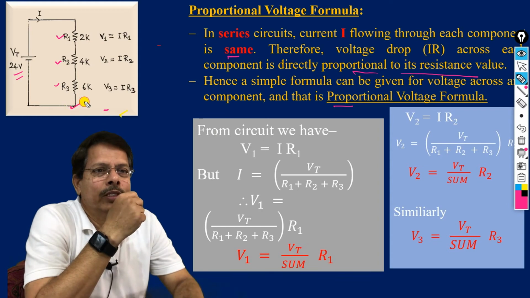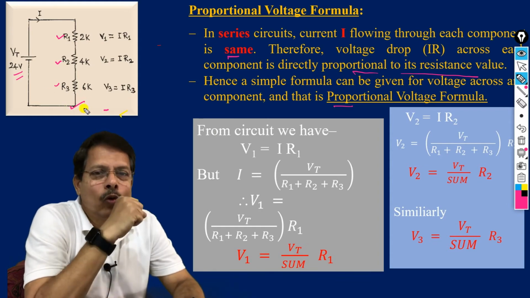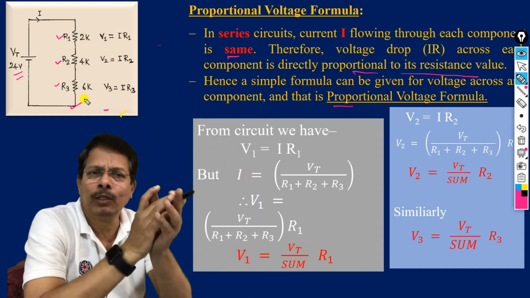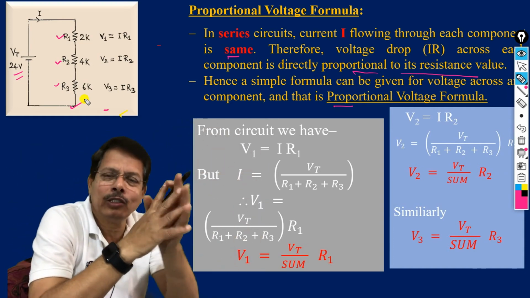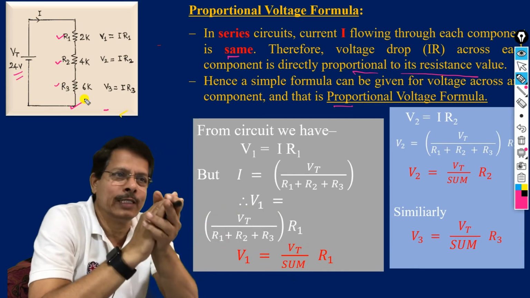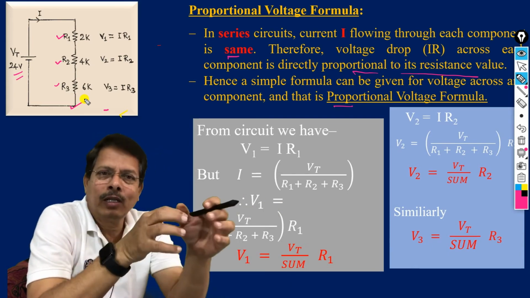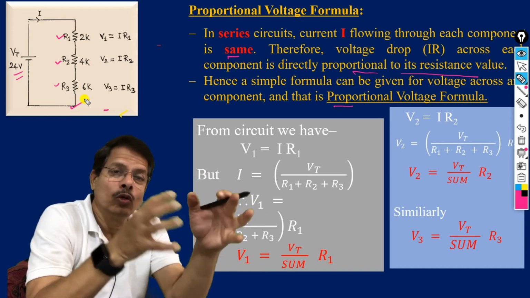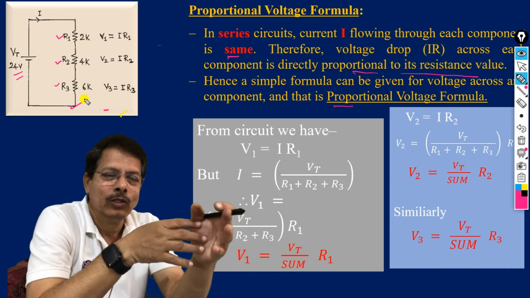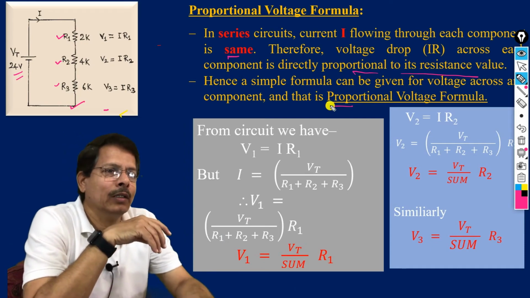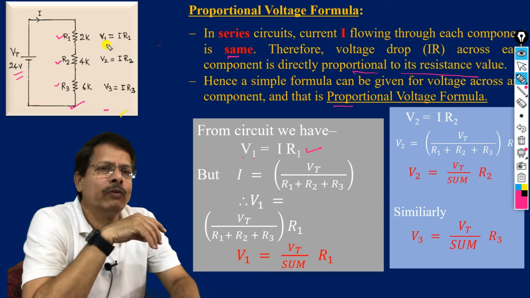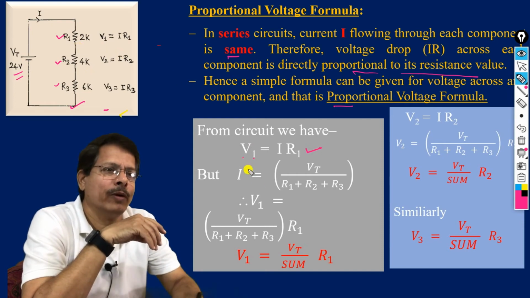So let us see how to get it. You just observe this circuit. From the circuit, when you apply Ohm's law for the complete circuit, it is very simple. Current can be expressed as total voltage upon total resistance, and voltage across a component is given by V equal to IR. So using that, from the circuit we have V1 equal to I R1. What is V1? Voltage drop across R1.